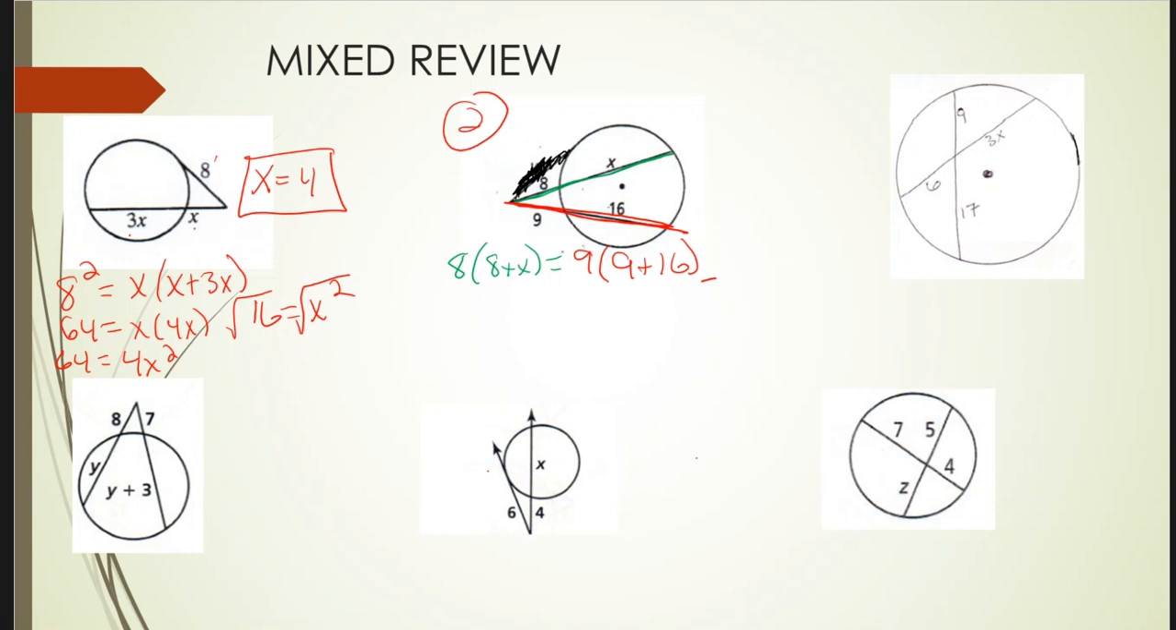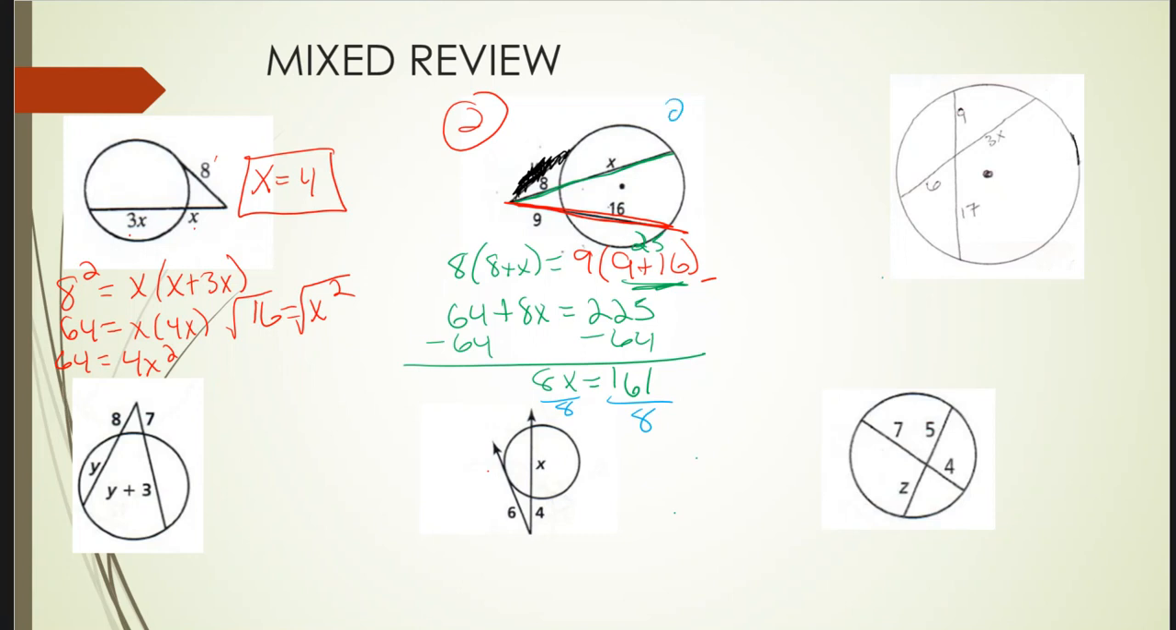All right, and then we would go ahead and do that, and it's going to be 64 plus 8x equals, this is 25, 9 times 25 is 225. All right. Now I'm going to subtract the 64. 8x equals 225 minus 64, which is 161. Then I'm going to divide by 8. I get 20.125 for x.